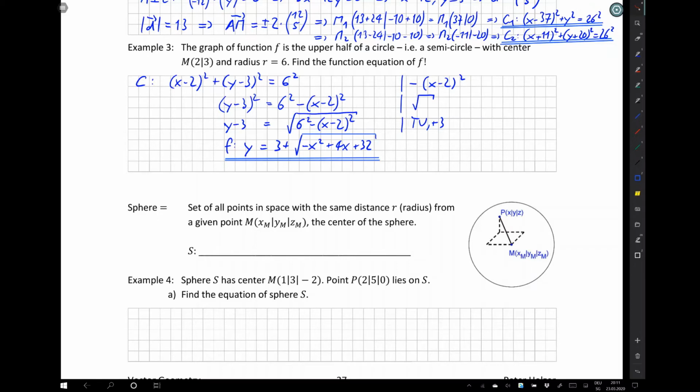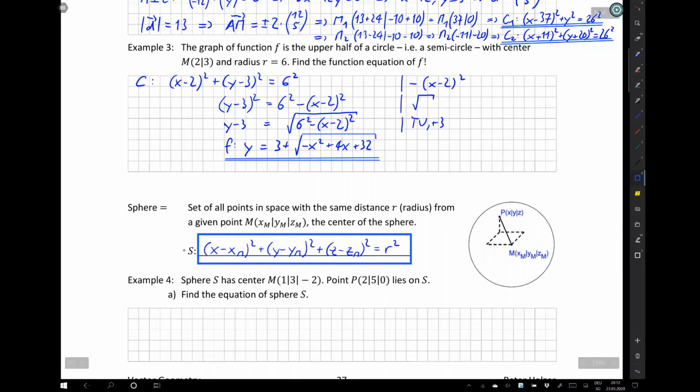So the condition that lies on the sphere is that the distance MP is r. We can calculate this distance like before using the Pythagoras or finding the length of the vector MP. So think about it yourself and find the equation of a sphere, write it down, stop the film, and here comes the result. The equation of the sphere looks exactly the same as that of the circle, except for having additionally z minus zm squared, so the coordinate z is being added.